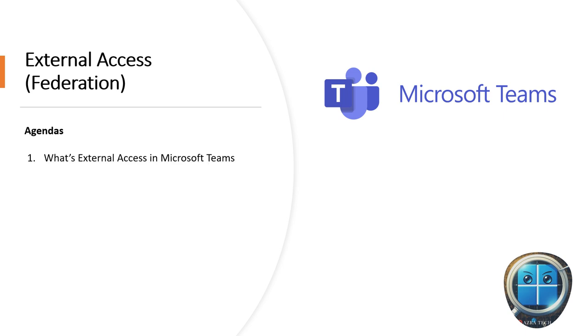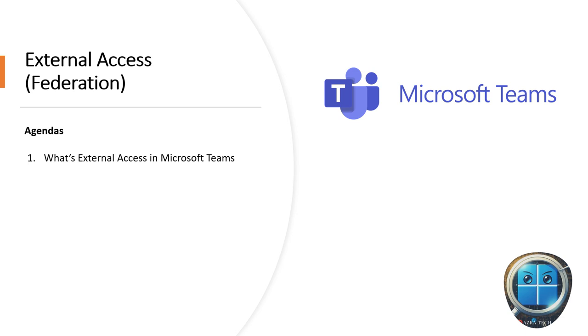So what is external access in Microsoft Teams? External access is providing another organization's user access to chat with you. For example, company A has Microsoft Teams and wants to talk to the partner, company B, C, or whatever. As long as they have Skype for Business, and Skype for Business Online, I think, is retired, and on-prem is the one that some customers are still using.